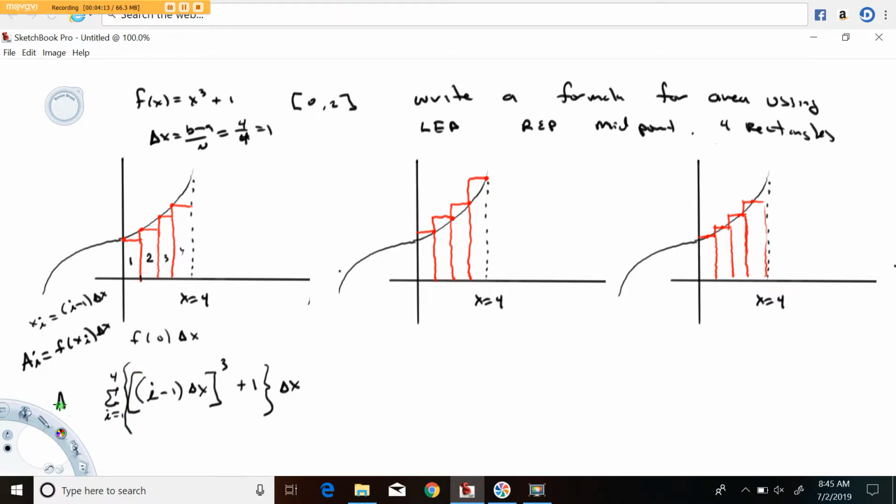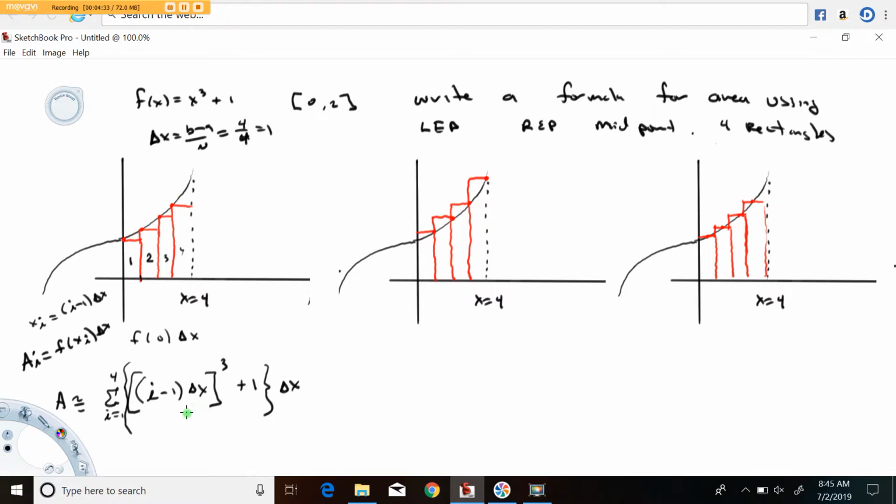So here is a formula that will estimate, give me an approximate area under this curve, x cubed plus 1, breaking it into 4 rectangles. This formula is going to give us what's called a lower bound estimate. You'll notice that it's missing these little pieces here, here, here, and here. So it's going to give me something just a little short of the area.